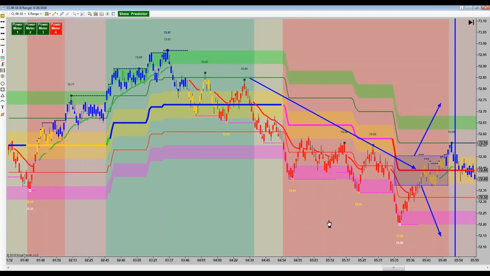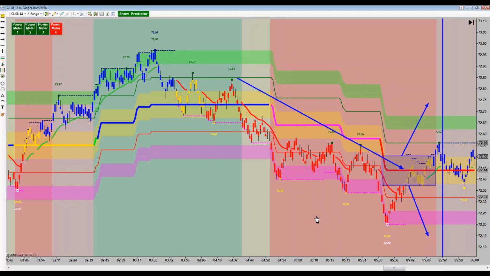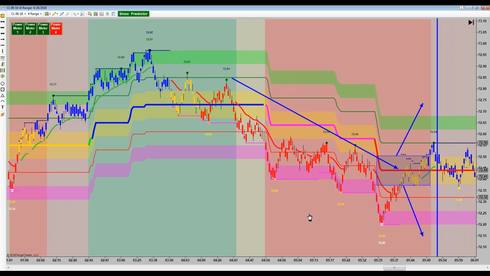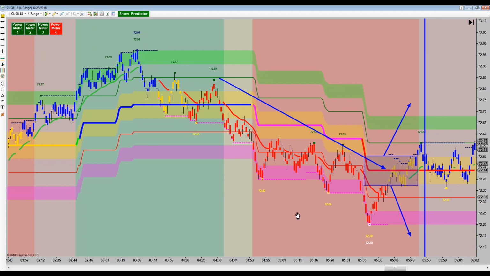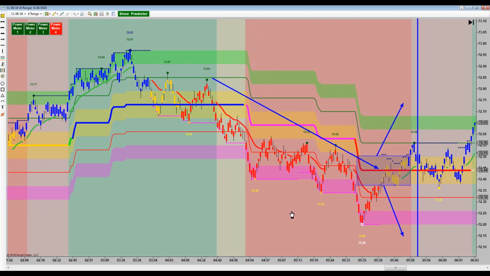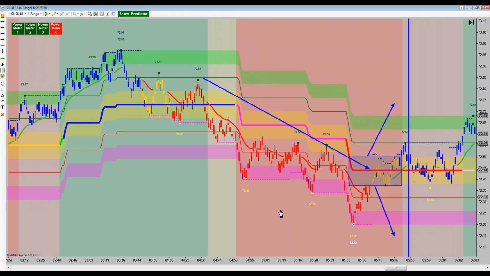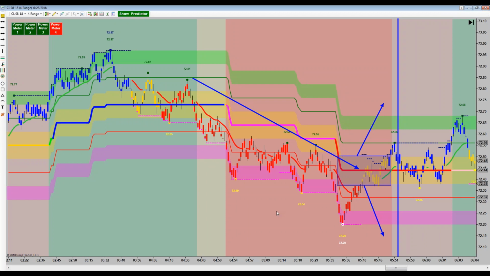Okay, 5:59, 1 minute to pit open. 6 o'clock, pit open. 6:01, 1 minute into pit open. 6:02, 2 minutes into pit open. 6:03. 6:04. Pit's been open for 4 minutes now.